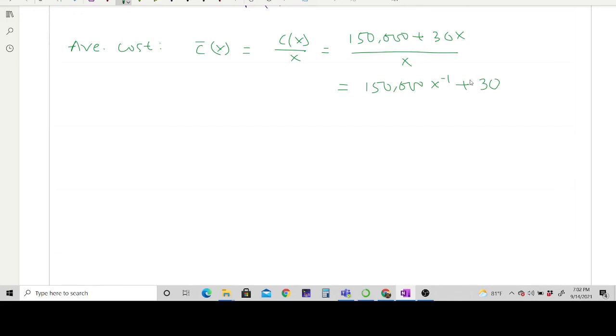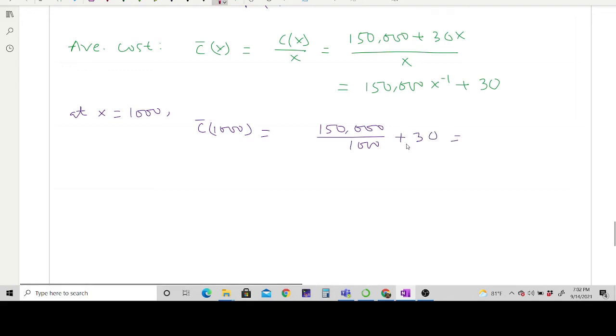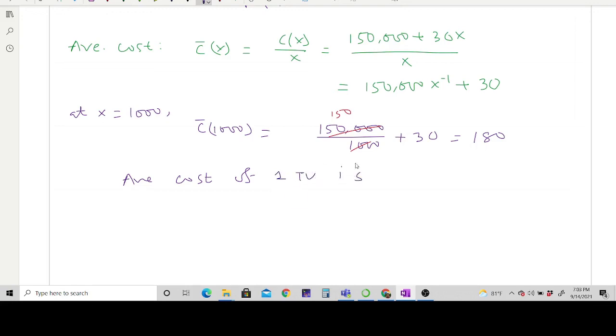Okay, now what is the average cost when x equals 1000? You simply plug x equals 1000 into this function, which is 150,000 divided by 1000 plus 30. If we simplify this, we get 150, so 150 plus 30 is 180. That means the average cost of one TV is $180.